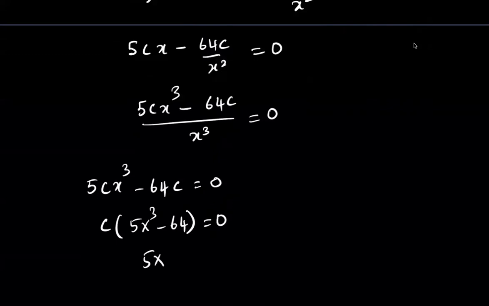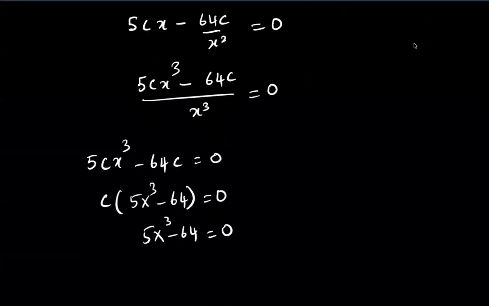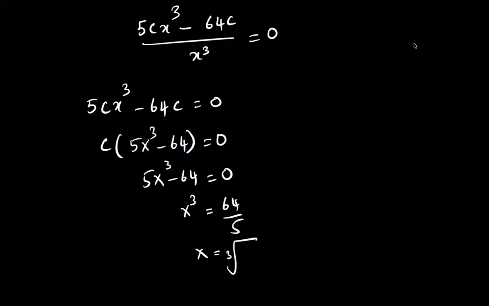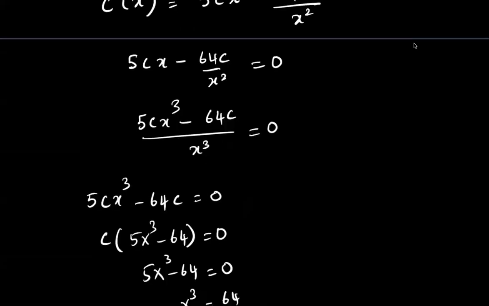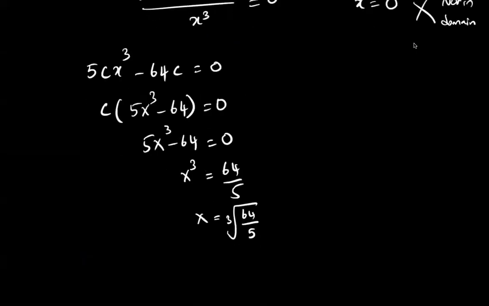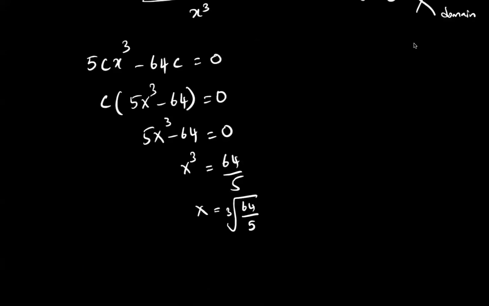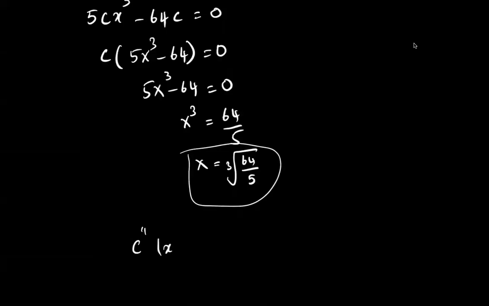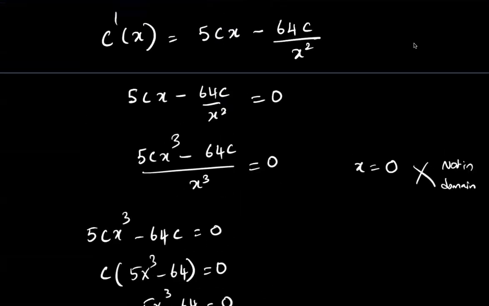So c cannot be equal to 0. C is a constant, let's forget that. Which means x cubed is 64 over 5, or x is the cube root of 64 over 5. The denominator gives me x equal to 0, but this cannot be a critical point because it's not in the domain. All right, so I have only one critical value, which is this. Now I need to take the second derivative to see if this translates into a local maximum or minimum.